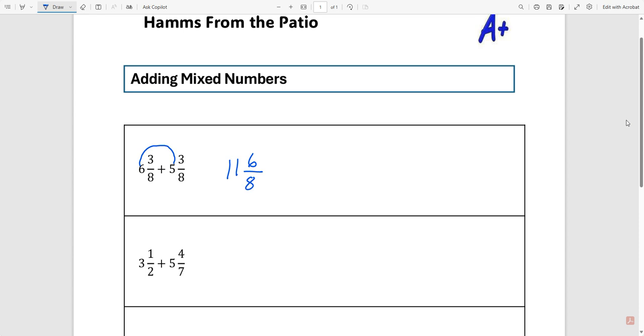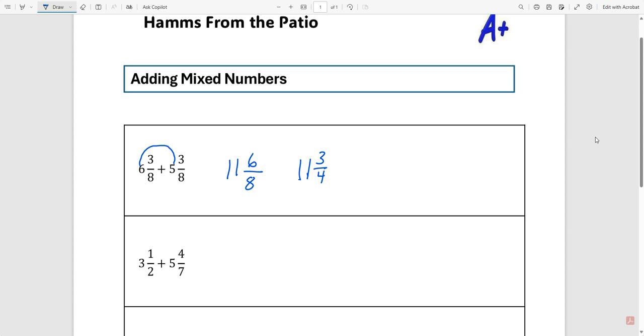Now, since we can reduce the fraction part, 6 over 8, we'll go ahead and reduce that down to its lowest terms. And we can reduce that by 2. 2 divides into 6 3 times, and 2 divides into 8 4 times. And so therefore we have 11 and 3/4 for our final answer.